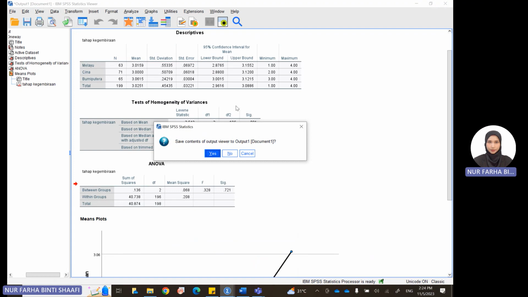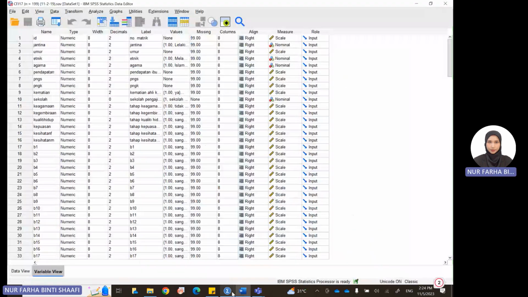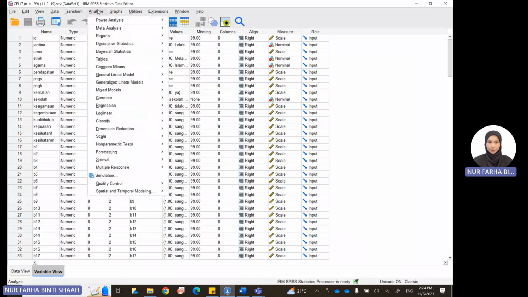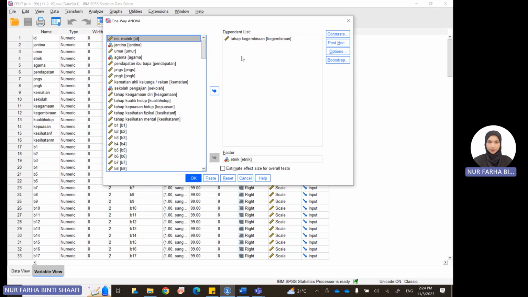For your output, if you want to save your output, it depends on you. For me, I don't want to. Analyze, the same things. Analyze, compare means, and then find one-way ANOVA. The same thing. You have a pop-out where you need to insert your dependent and factor.